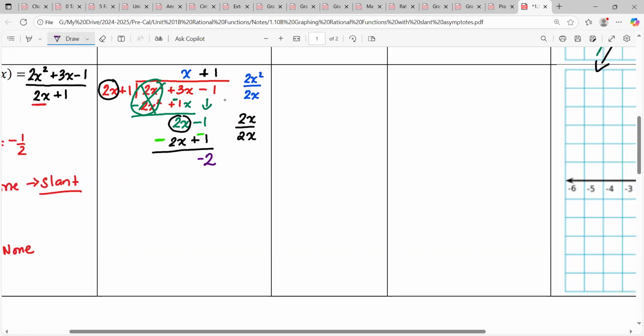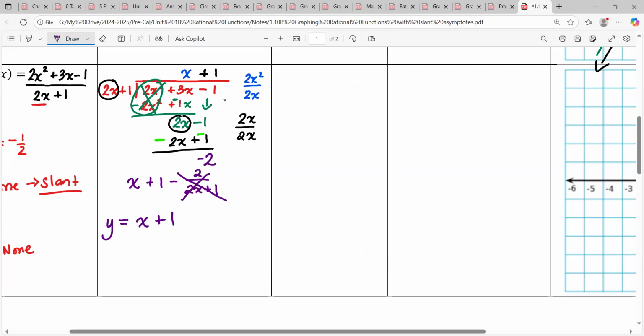Nothing left to bring down. That's my remainder. So what do we get here? X plus 1 minus 2 over what you were dividing by, 2x plus 1. But what do I do with that? I throw away my remainder. So what is your slant asymptote? X plus 1.